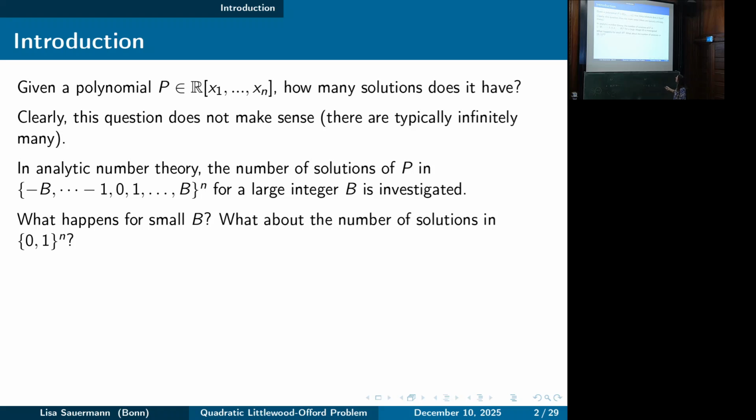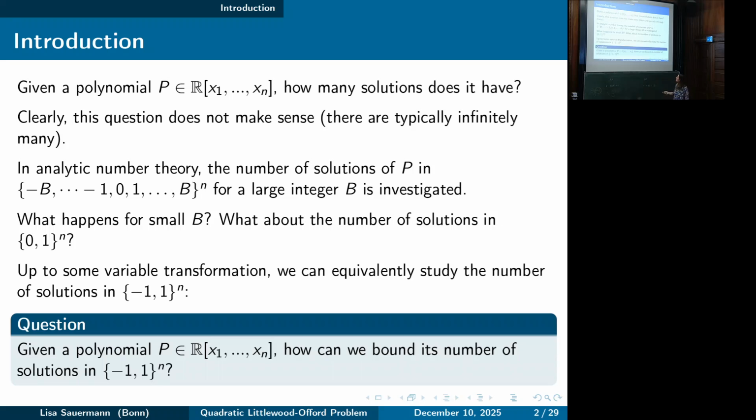Taking b to be 0 doesn't really make sense, so we make our box as small as possible. Let's say it has 2 points. We could take the 2 points to be 0, 1. Up to variable transformation, it's the same as taking -1 and 1. Let's stick with that because that's the more common setting. So we ask the same question, this intensively studied analytic number theory question, but we now only care about solutions in {-1, 1} to the n. So we care about solutions where every variable takes value -1 or 1.